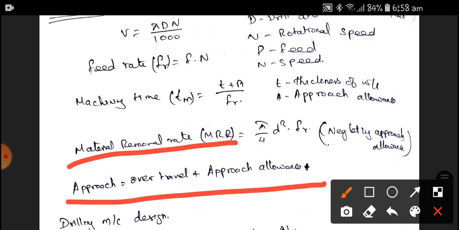Next, material removal rate MRR is equal to area into feed rate. Here we are neglecting the allowances. So area into feed rate. Sorry, it is not force, it is supposed to be feed rate. Area into feed rate. How much area is removed in every feed, that is the important thing.